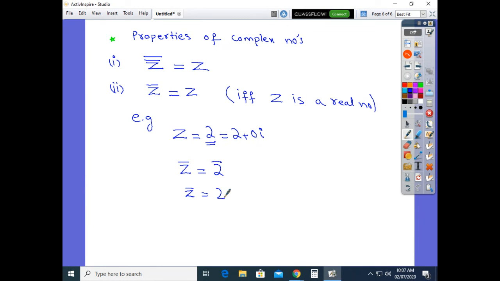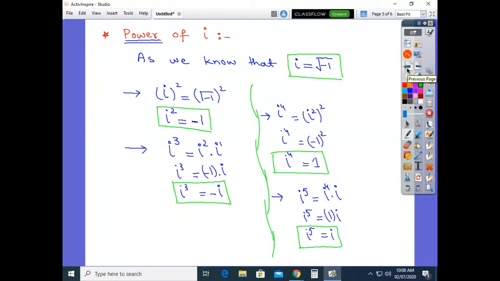First of all, here z conjugate is equal to 2, and previously we studied that the conjugate of a real number is self conjugate. Therefore, conjugate of 2 is 2, and 2 is equal to z. Therefore, if we have a real number, then its conjugate is the same as the real number. In the previous slide, power of iota, by the definition of iota, iota is equal to the square root of -1.